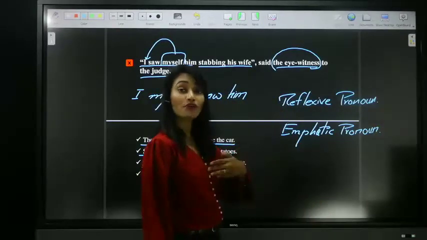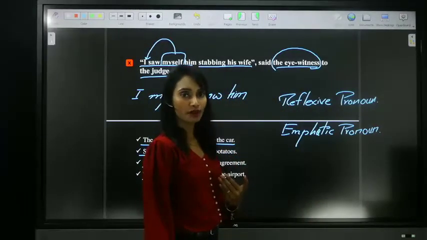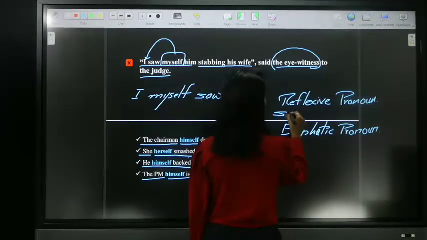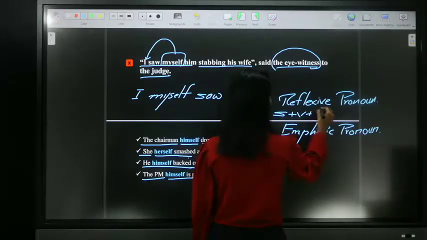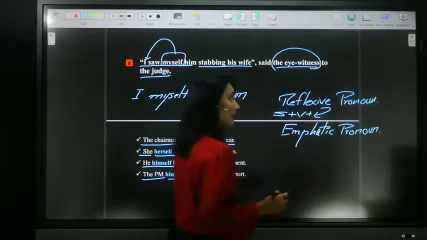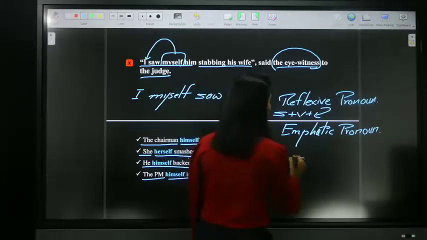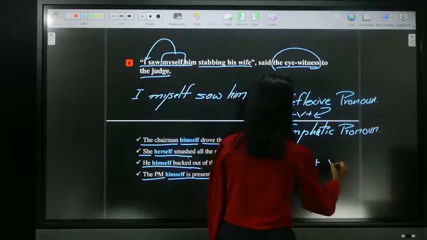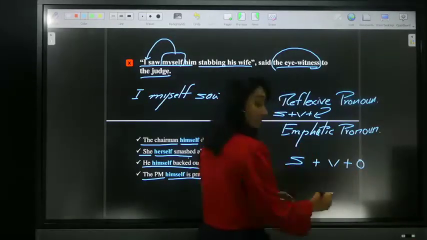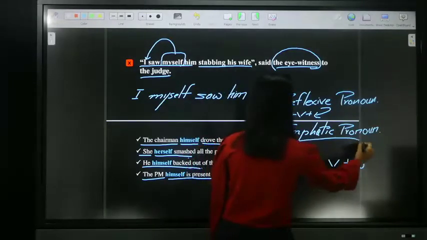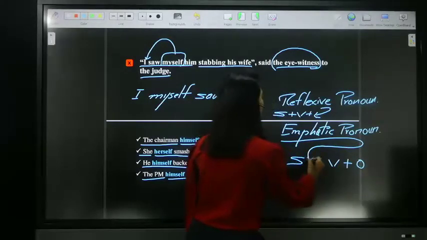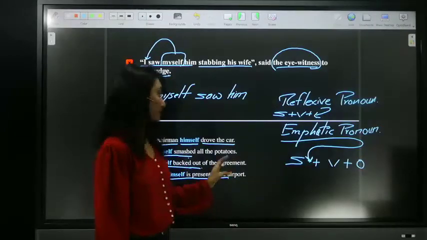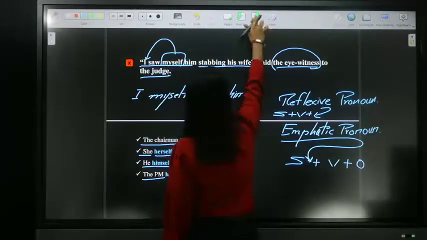But reflexive pronouns reflect the action upon the doer himself or herself. That means it is placed after the verb. Reflexive pronouns are placed after the verb, whereas emphatic pronouns are used to give emphasis to the action done by the doer. That means the object is different. So emphatic pronouns are placed immediately after the subject or before the verb. So that is a basic difference. So that I think is clear.